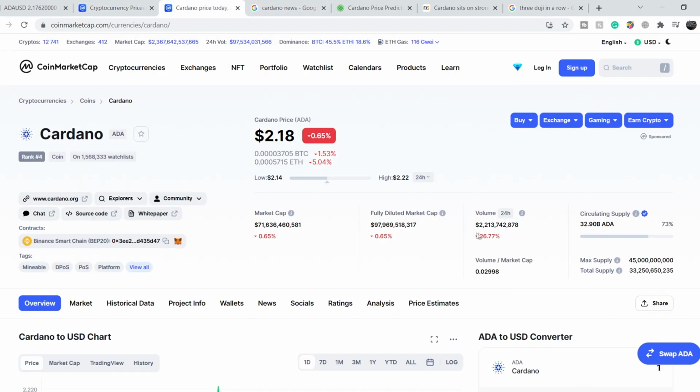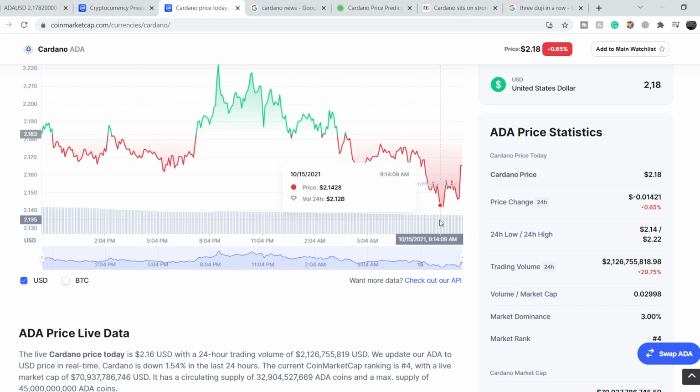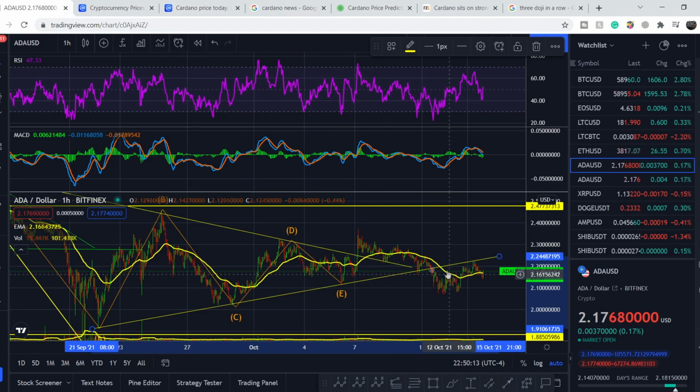So, the total tradable volume for Cardano during the last 24 hours was $2.21 billion, and it's down about 26.77%. Let me show you that right here, as you can see, we have diminishing volume, and this means we are in some kind of indecisive phase, because this price action, this sideways movement with lower volumes, means that nobody knows what to expect next.